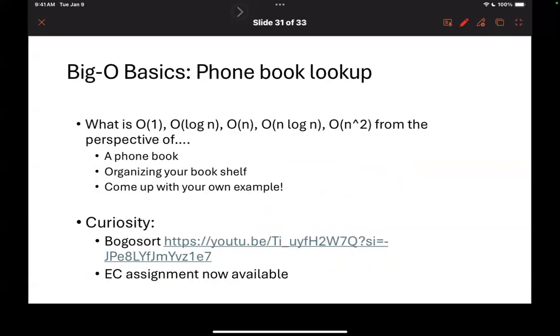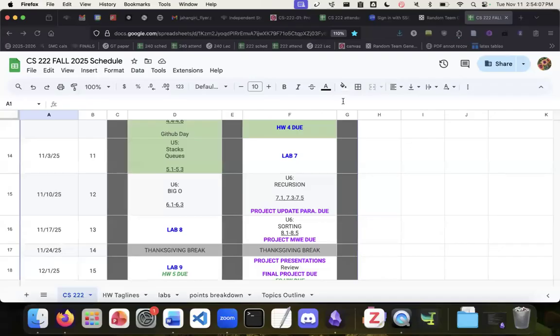Okay. I think I will skip this for now. I do want to tell you about the schedule. Today we're doing Big O. Next time we're doing recursion. Then we have a recursion lab. Then we're talking about sorting.